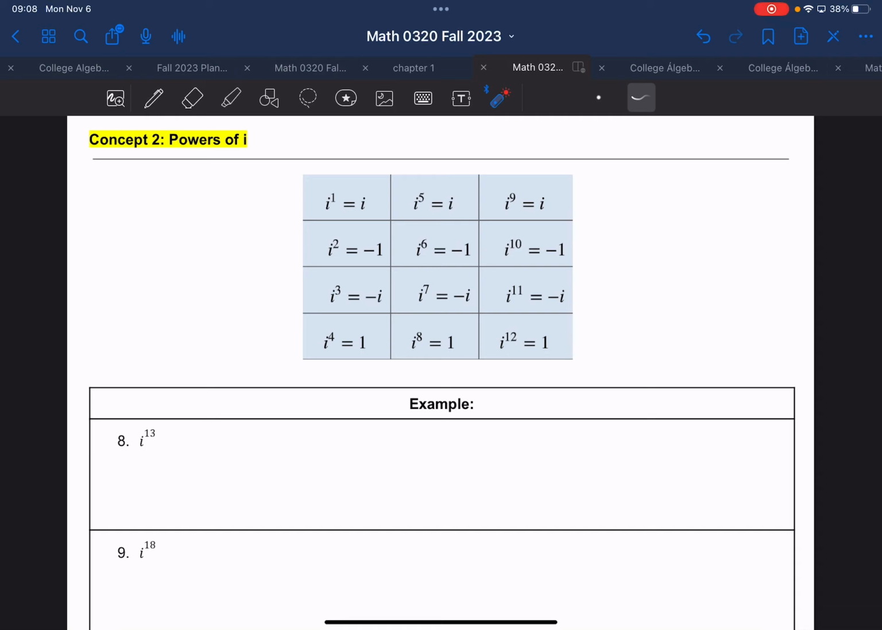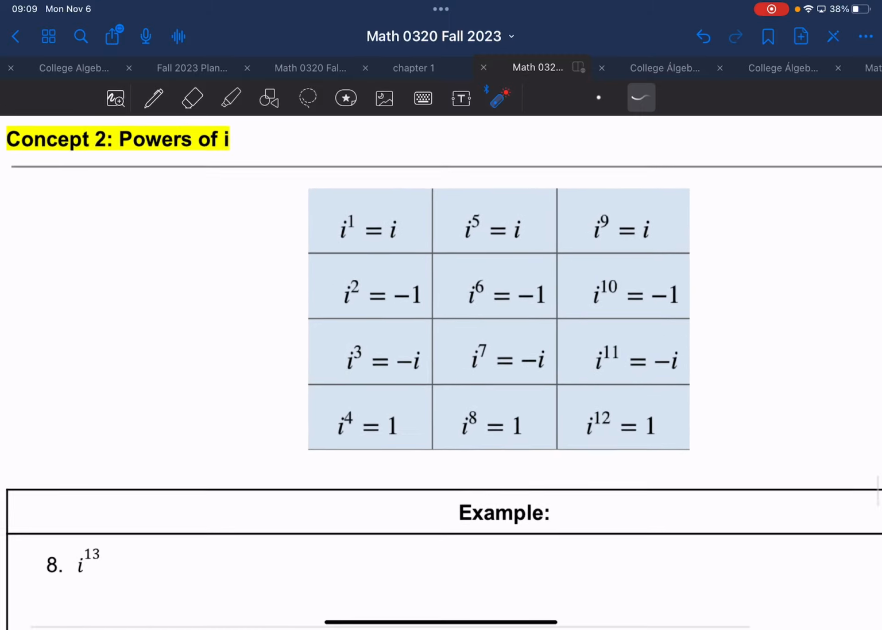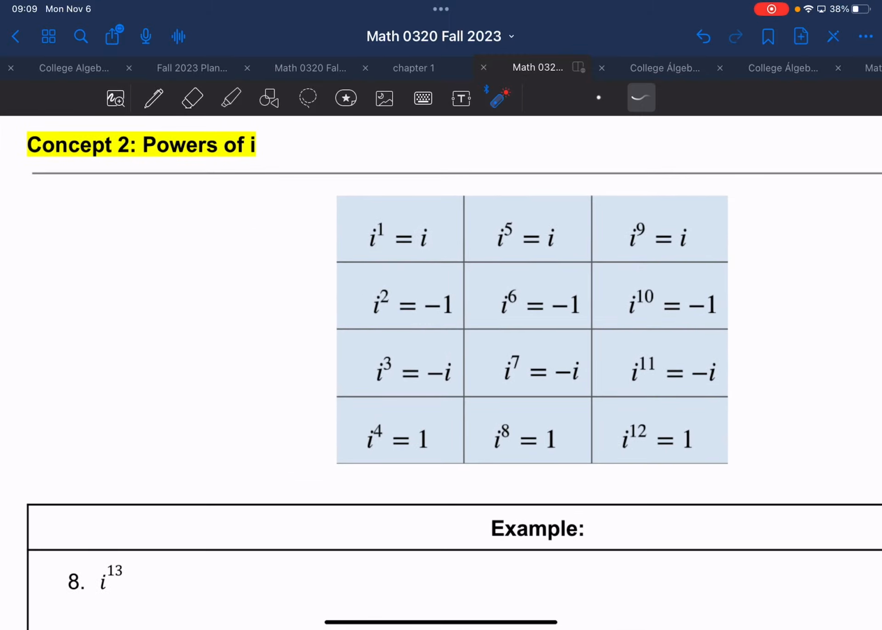Okay. Now we're going to talk about the powers of i. So you're not going to see this very often. Honestly, after these notes and the test, you probably won't see it again. This is just telling us about the powers of i. So here's a table that says if we raise i to all these different exponents, these are the answers we're going to get. So for example, i raised to the power of 1 is just i. i raised to the power of 2 is -1. i raised to the power of 3 is -i. And so on and so forth.